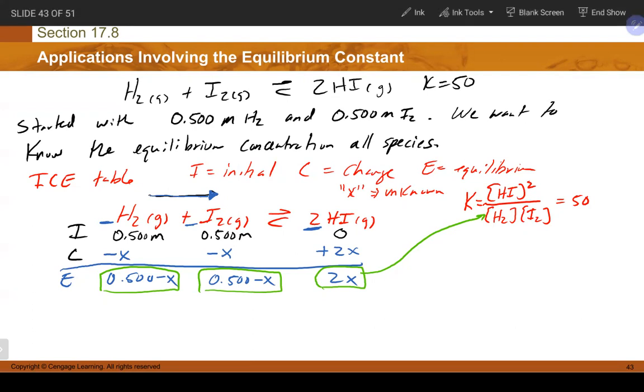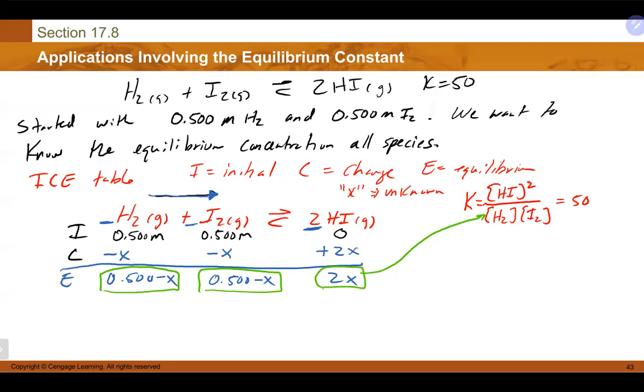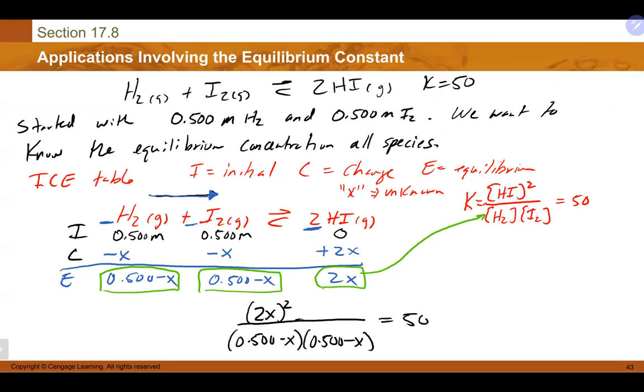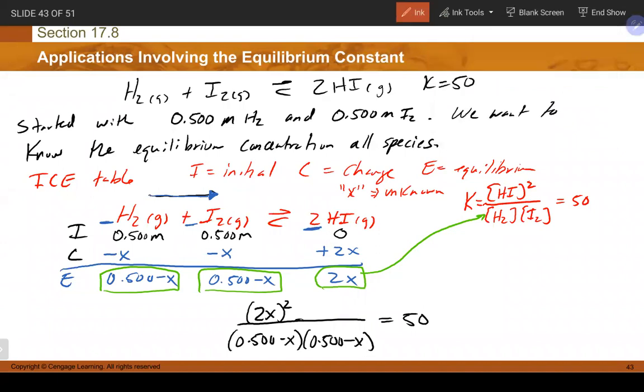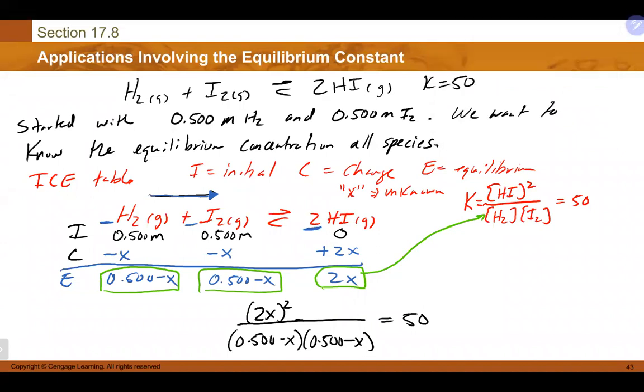And when we do that, what we will end up with up on top is 2x squared divided by (0.5 minus x)(0.5 minus x), and that will equal 50. At this point, it's some math time. We want to solve for x. This is a nice, easy one, which I would assume is what you would have in this class. They do get a little bit harder as you get to 1B.